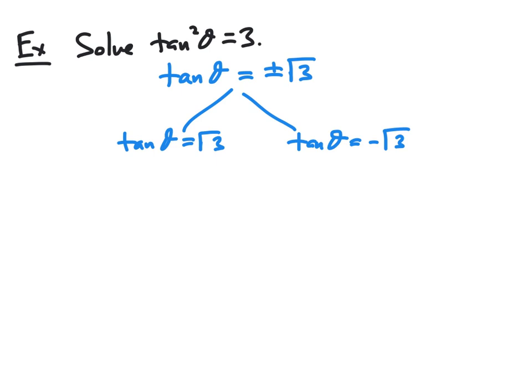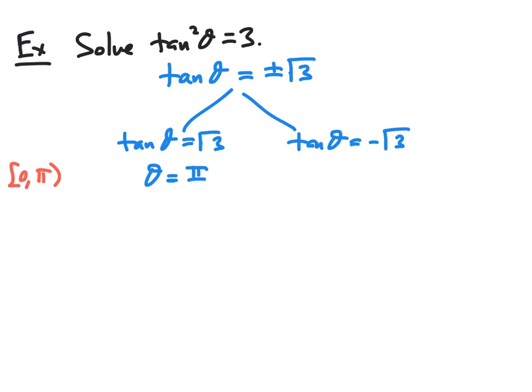In particular, we want to solve both of these on the range 0 to pi, because this is one period of the tangent function. And so between 0 and pi, there is only one angle whose tangent is square root 3, and that angle is pi over 3.